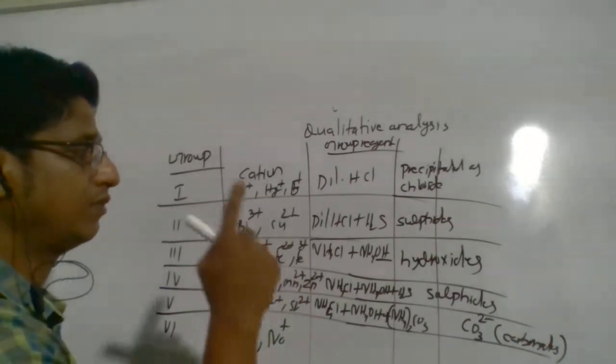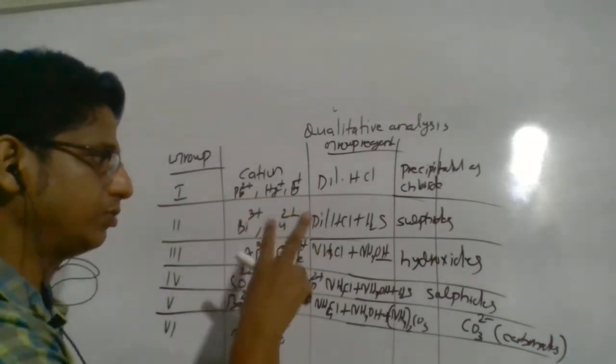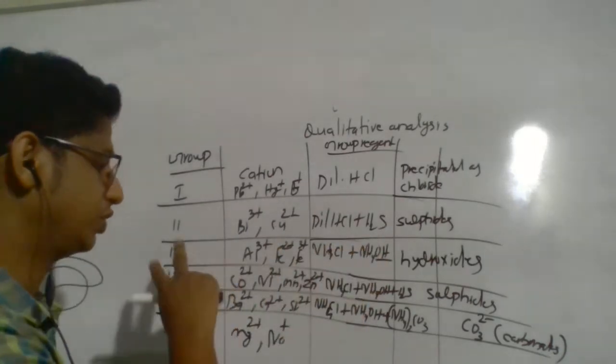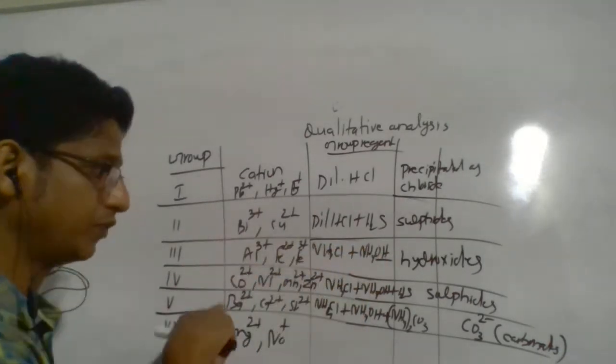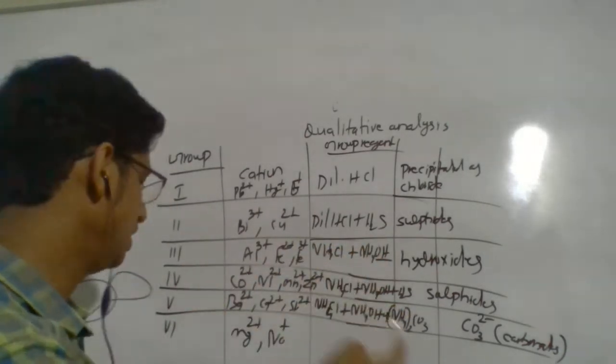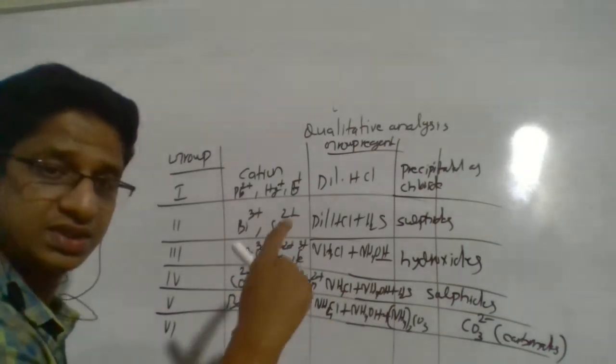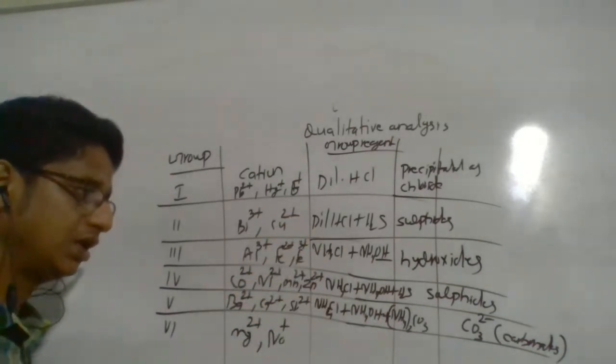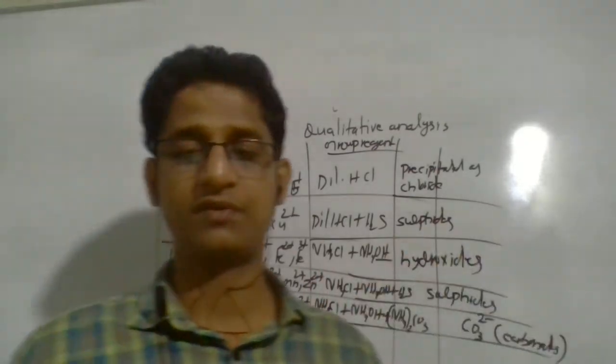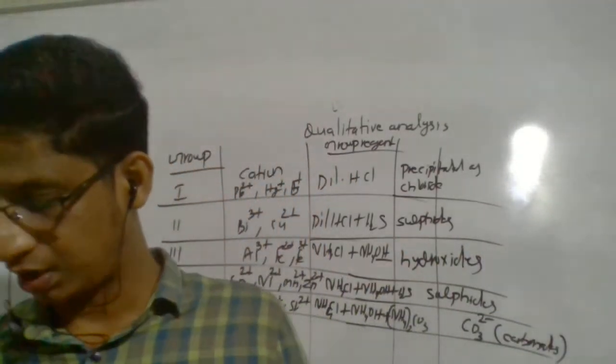So what is the group 1 reagent? Dilute HCl. Group 2: dilute HCl plus H2S. Group 3: ammonium chloride, ammonium hydroxide. Group 4: ammonium chloride, ammonium hydroxide, and hydrogen sulfide. Group 5: ammonium chloride, ammonium hydroxide, ammonium carbonate. And for group 6 we will do some specific tests to identify the presence of these group 6 cations.